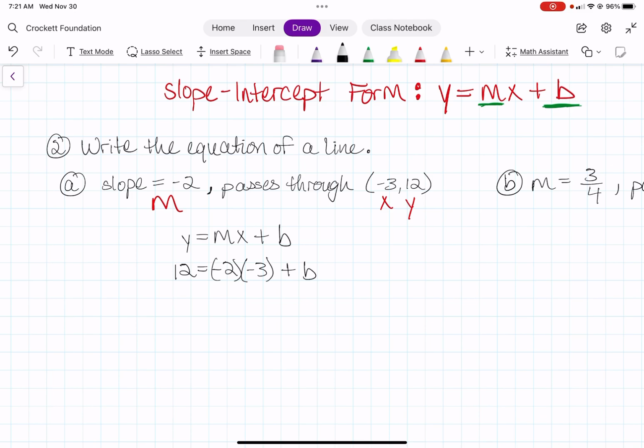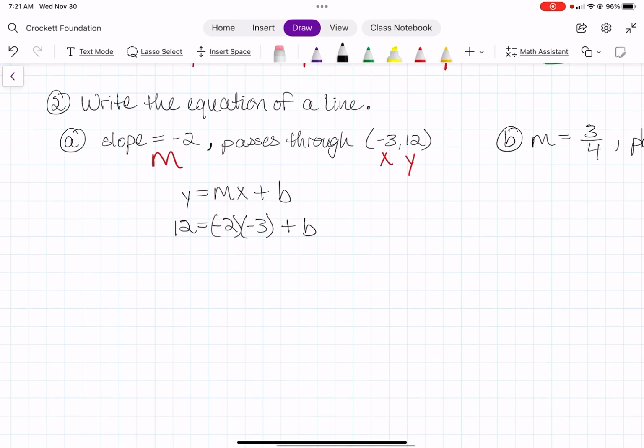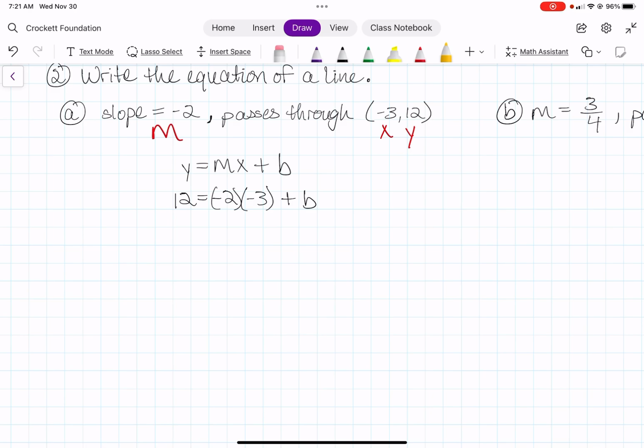So when we do this method, we're essentially solving for the y-intercept. And once we have our y-intercept and our slope, we can write the equation of our line. So let's go ahead and continue. On the left side, the 12 is going to remain as 12. -2 times -3 is +6 plus b. Now to solve for b, we got to subtract 6 from both sides. That's going to give us 6 is equal to b.